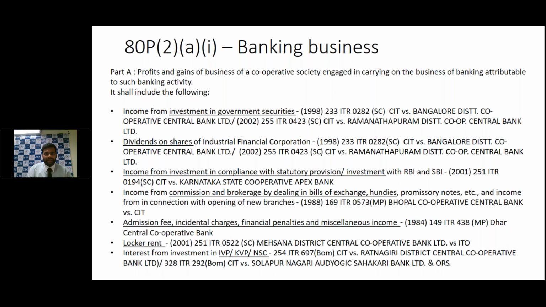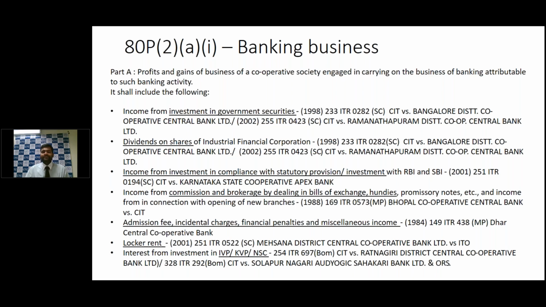Coming to the first part, banking business of section 80P(2)(a)(i). 80P(2)(a)(i) provides deduction of the whole of the profits and gains of the business of a cooperative society engaged in carrying on business of banking, attributable to such banking. The term banking business has been defined under the Banking Regulation Act section 5(b) as accepting, for the purpose of lending or investment, deposits from the public, repayable on demand or otherwise, and withdrawable by cheque, draft, or so. That means a person who is accepting deposits from the public to give loans to the public or for investment is carrying on a banking business.